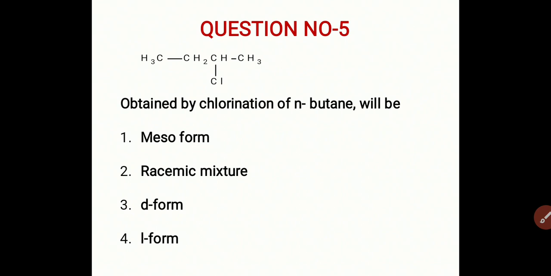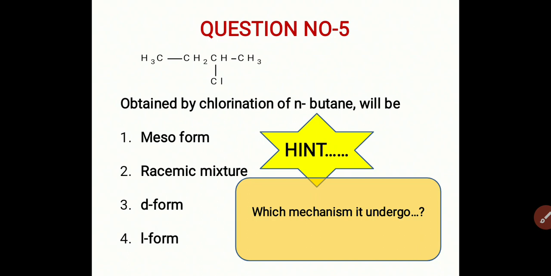Now come back to this question. Obtained by chlorination of n-butane. Meso compound I have explained in detail, so it is not the answer here. But what is the hint for this question? The hint is the mechanism of chlorination of n-butane. Which mechanism does it undergo? In first PUC, class 11 NCERT book, you have learned that chlorination of methane undergoes free radical mechanism. Similarly, chlorination of n-butane also undergoes free radical mechanism.